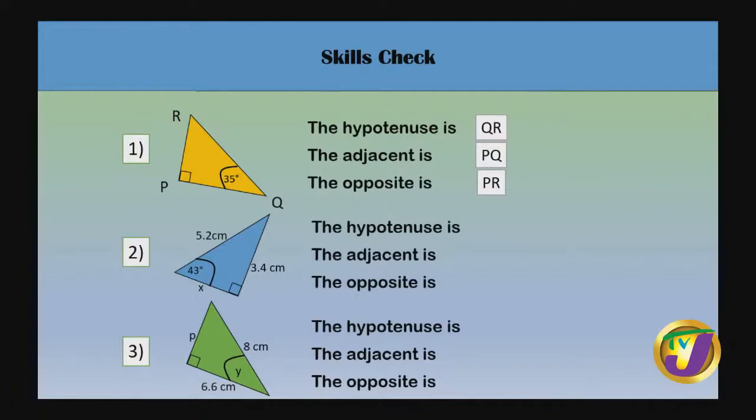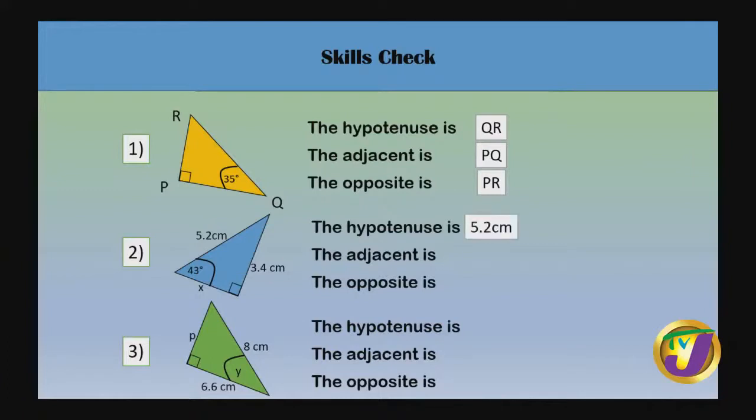All right, so let's look at number 2. For those of you at home, think about it, and we're going to show you the answers and let's see if you get it correct. So the hypotenuse side in this case. This one looks different. The orientation has changed, but it's the same right angle triangle. Just find the right angle, then we'll get the hypotenuse. So the hypotenuse here would be 5.2 centimeters.